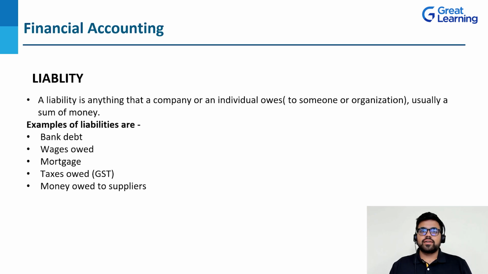Next is liability. Liabilities would be of two types basically. Short term liability would include short term debts. Long term liability would include long term mortgages, long term bank loans, etc. Next comes equity.